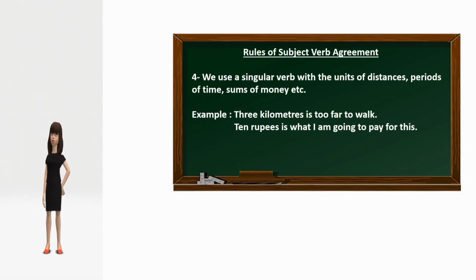Let's see another rule of subject-verb agreement: we use a singular verb with units of distances, periods of time, sums of money, etc. For example, 3 kilometers is too far to walk. 10 rupees is what I am going to pay for this.